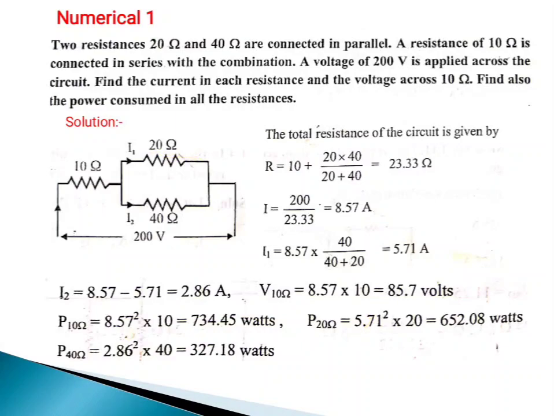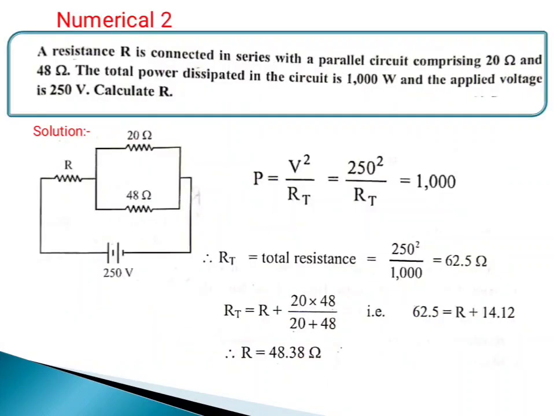The power consumed in the 20 ohm resistor is I1 square into 20. I1 is 5.71, square into 20. We got 652.08 watts. The power consumed by the 40 ohm resistor is I2 square into 40, that is 2.86 square into 40, that is 327.18 watts. So this is how we find the equivalent resistance, the branch current, the main current, and the power consumed in all three resistances.